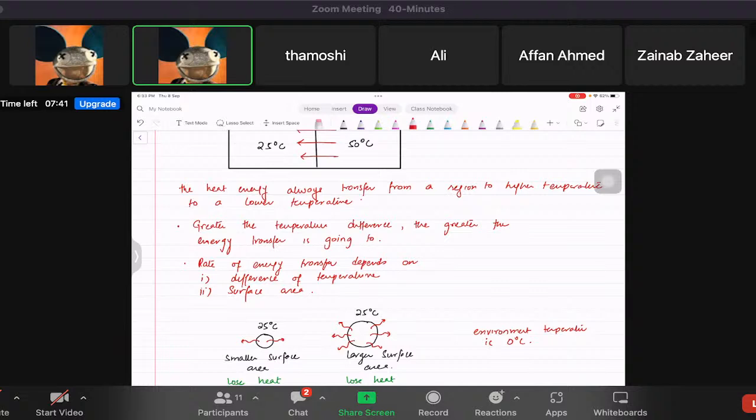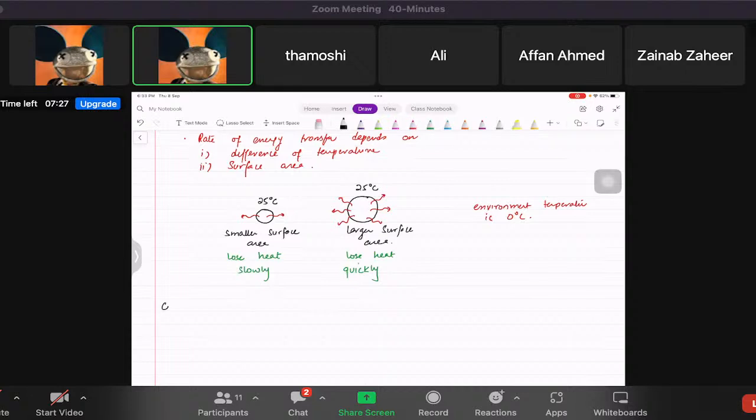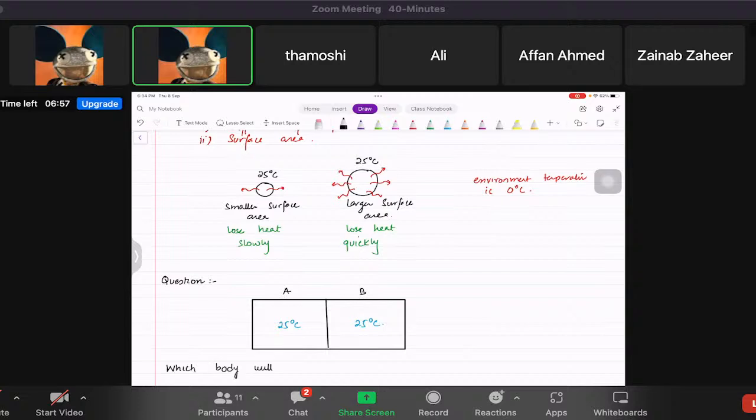Okay, that's pretty good. Now my question is, suppose there are two bodies, body A and body B, and both of them are at the same temperature, 25 degrees. Which body will transfer heat? Who can answer me this? If both are at the same temperature.